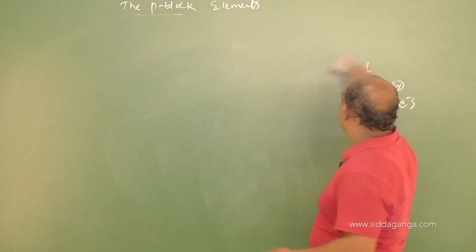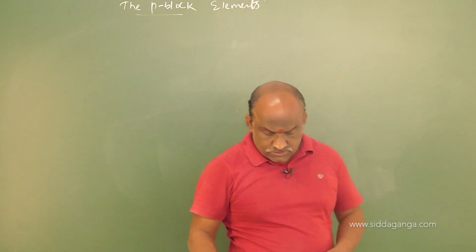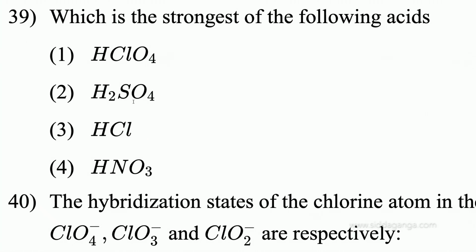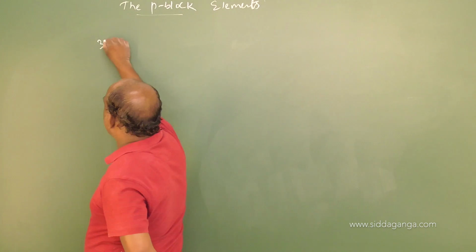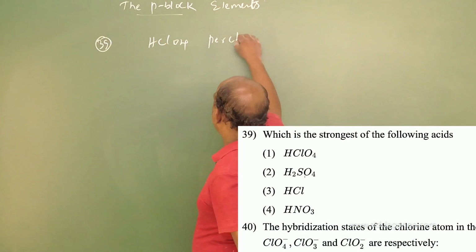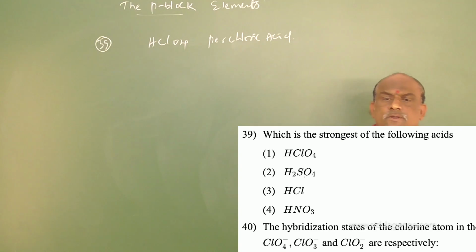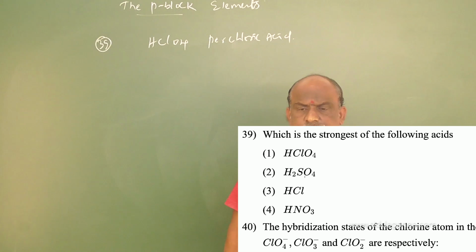And next, the question after 38 is 39. Which is the strongest of the following acids? This is a very, very important question. The strongest acid, you should remember, is HClO4, called perchloric acid. Perchloric acid is the only strongest acid.